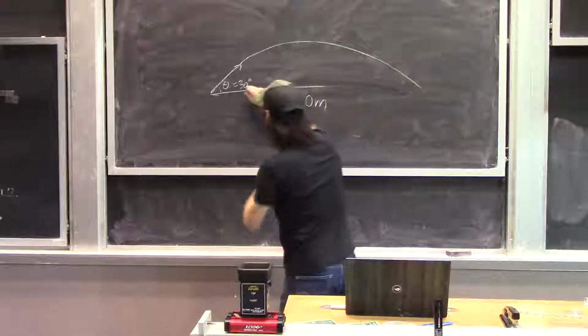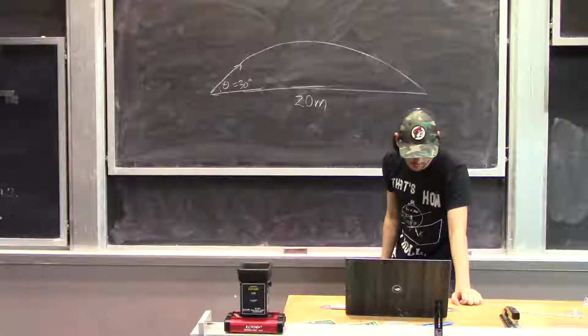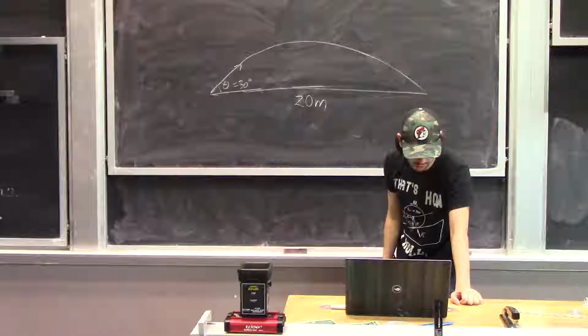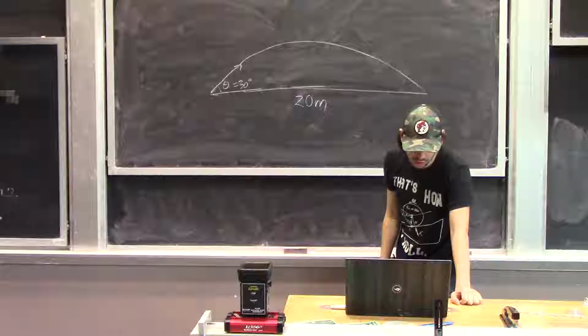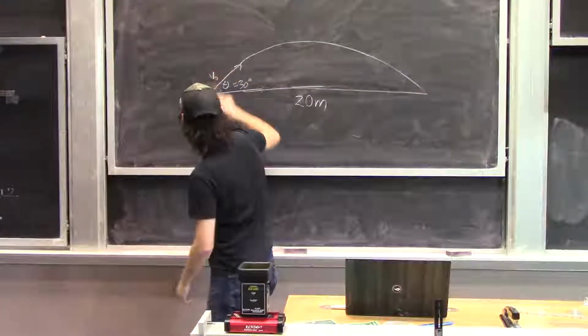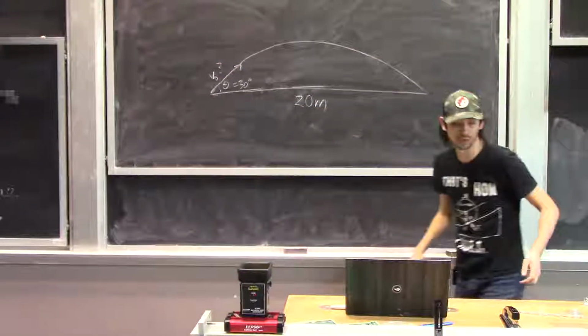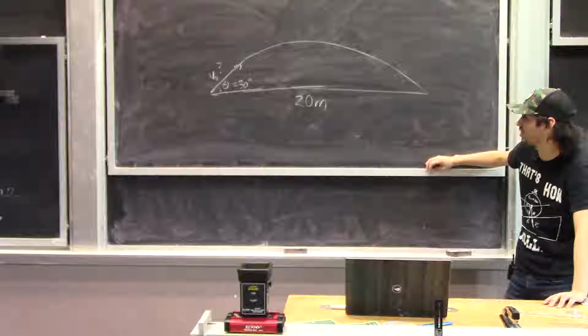Now, we're also told, presumably, how long this takes. We're not told how long it takes. You don't need how long it takes. So if you want to fire this cannonball with some unknown initial velocity, it's going to go 20 meters. Determine what that initial velocity is.